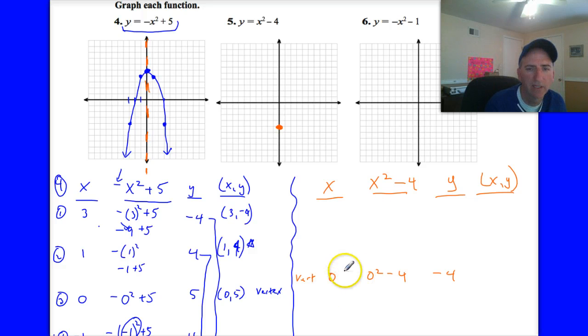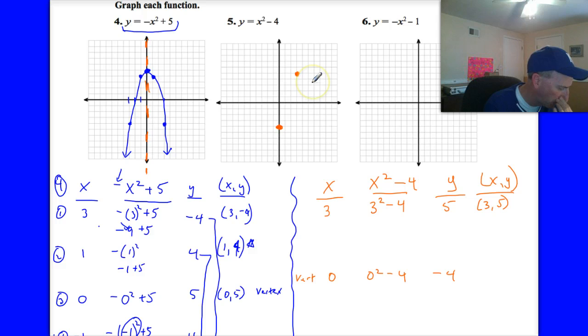Okay, well, I went ahead and pre-selected some values that work out good for us. I went to x is 3, so that means this would be 3 squared minus 4. That's 9 minus 4, so that's 5. So that's the point 3, 5. All right, let's plot that. Go over 3. 1, 2, 3. Up 5. 1, 2, 3, 4, 5. There's a point.